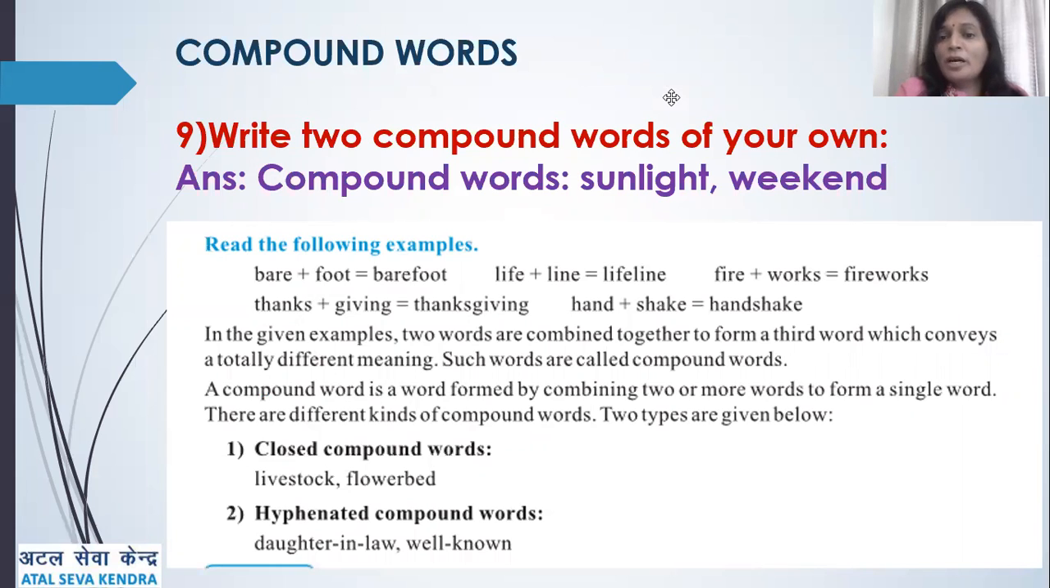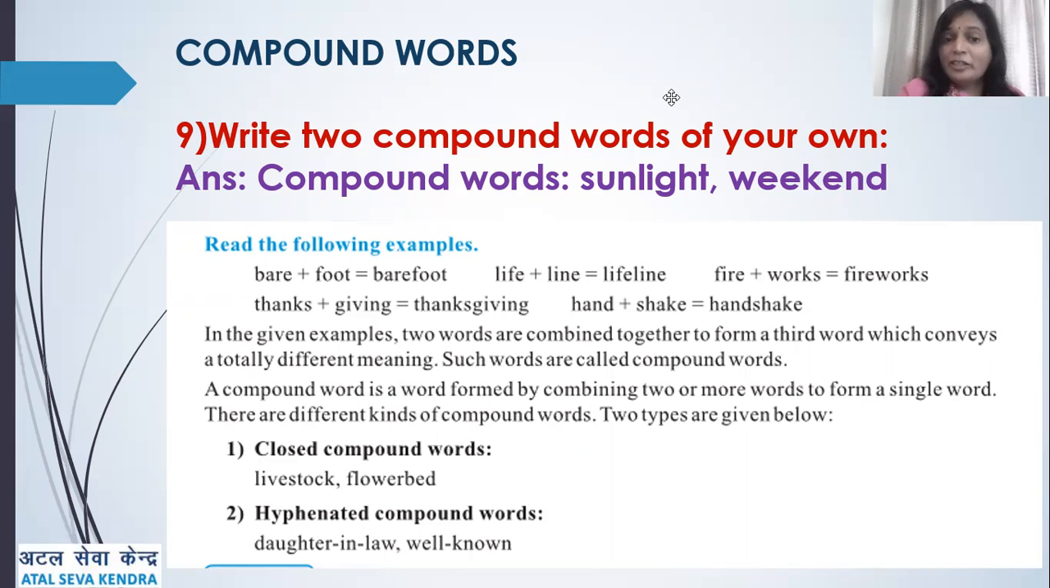Write two compound words of your own. Compound words: sunlight, weekend. What do you find in these words given above? Two words are combined together to form a third word which conveys a totally different meaning. Such words are called compound words. A compound word is formed by combining two or more words to form a single word, and there are two kinds. It could be close compounds, like the examples given above, like barefoot, lifeline, fireworks, thanksgiving, handshake, livestock, flower bed.